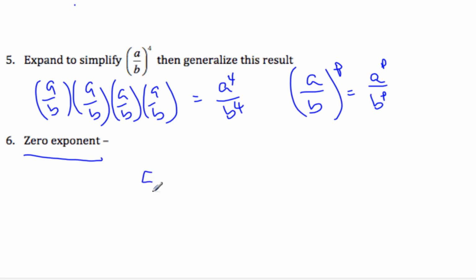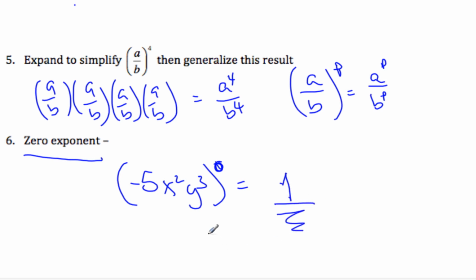Okay. And finally, the last one, the 0 exponent. Well, if I have anything, let's make up something crazy, negative y cubed, if I have that to the power of 0, that is always 1. No matter what's inside here, it is always 1. That's just something you got to know. Okay. Good.